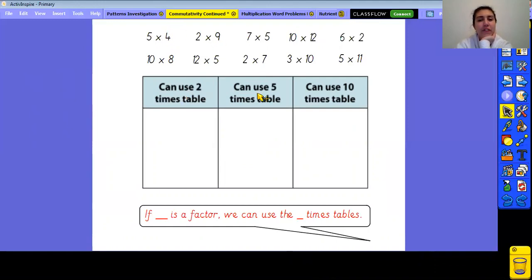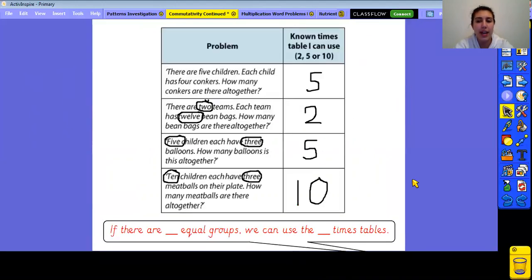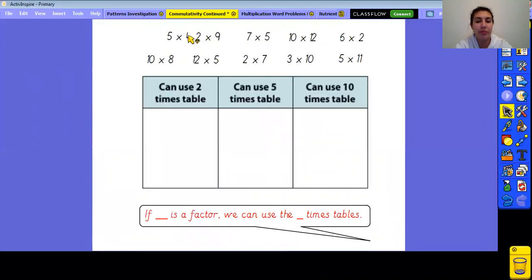No. Would my 5 times tables help me out here? Yes, they would. Well done, because I've got 5 equal groups. And we just know from doing this that if there are 5 equal groups, we can still use our 5 times tables to help us. There we go.